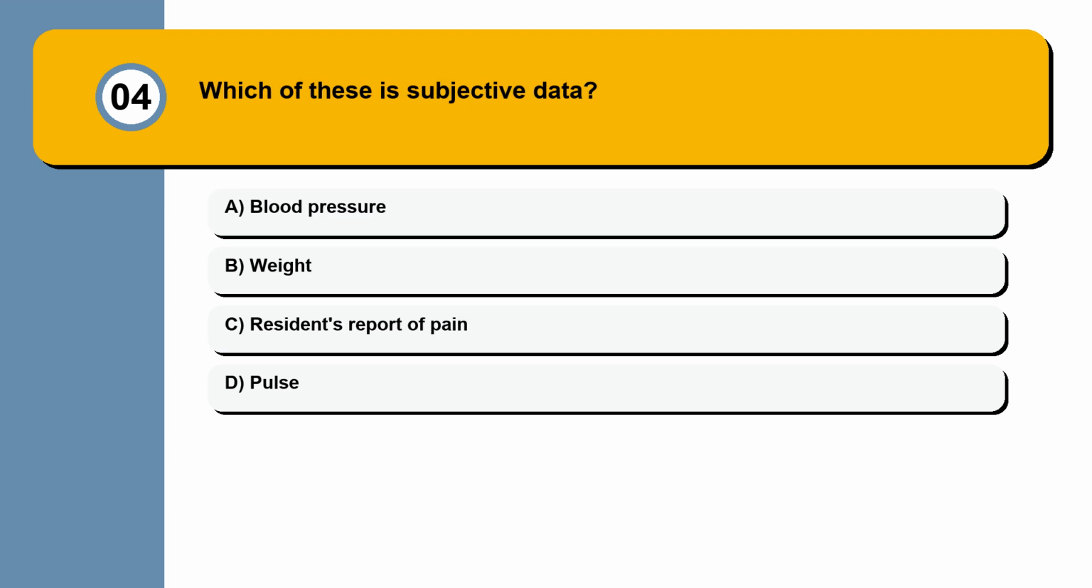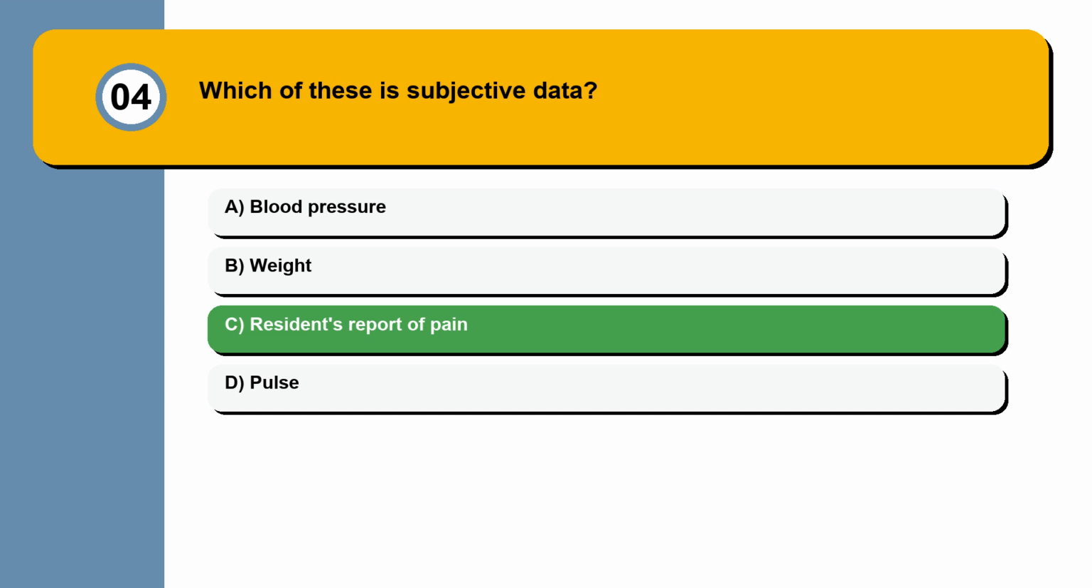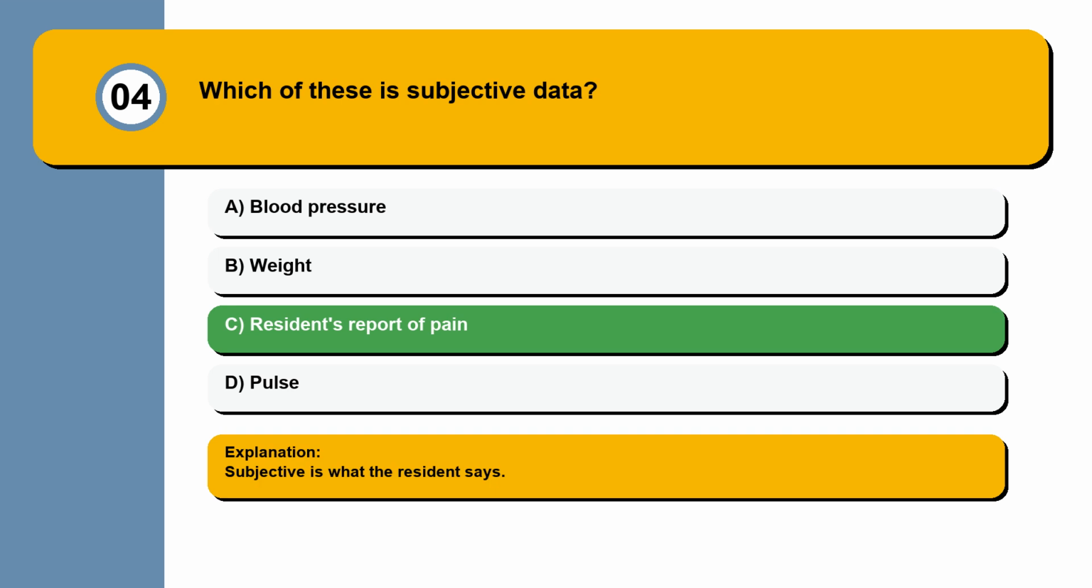Question 4. Which of these is subjective data? Blood pressure. Weight. Resident's report of pain. Pulse. Subjective is what the resident says.